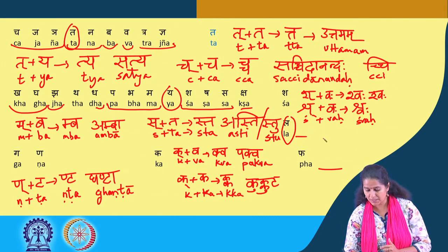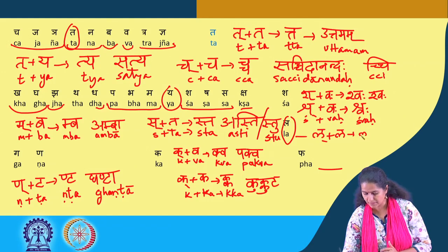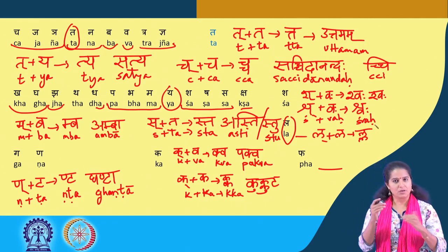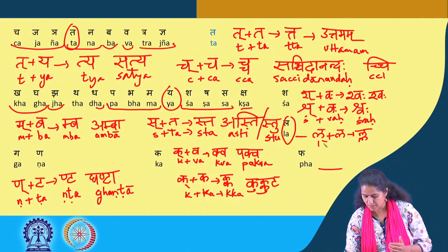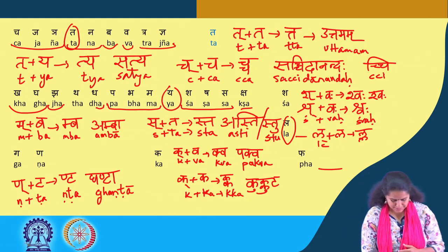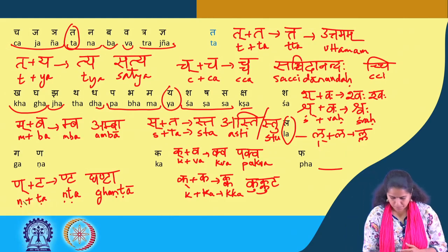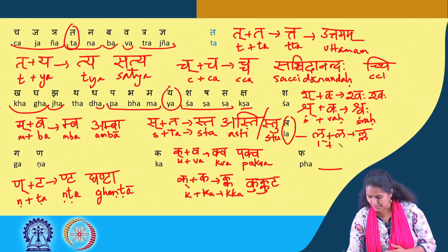So what happens to the L is that you have L plus L becomes the double L like that. It can become a double decker like that, or the other combination that you can see is the L with anything else. So that becomes the L.